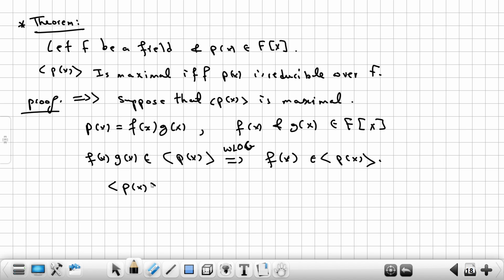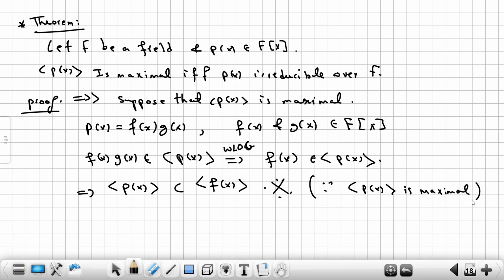Then this ideal is strictly a subset of the ideal generated by f of x, which is a contradiction. This contradicts the fact that our ideal is maximal. They are equal if we assume that one of them is not a unit. If f of x or g of x is a unit, then p of x equals f of x. Okay, so there is no contradiction here.